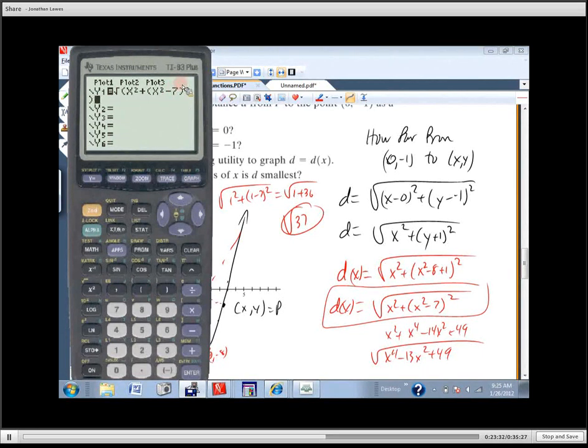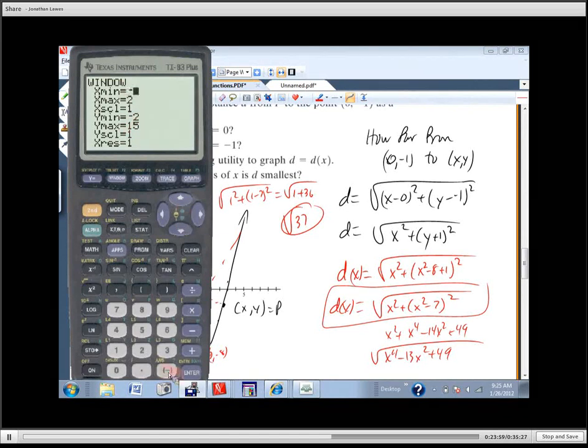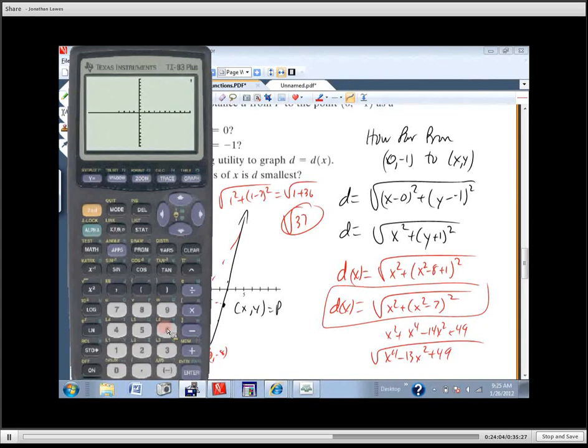Any questions? Okay. Let's see. Distance is always positive, right? So do we need to use any negative values for the distance, for the y-axis? No. That's actually not too bad right there. We probably ought to do some negatives. Tell you what, let's do this. Hit zoom, 6. Just the standard window, -10 to 10.